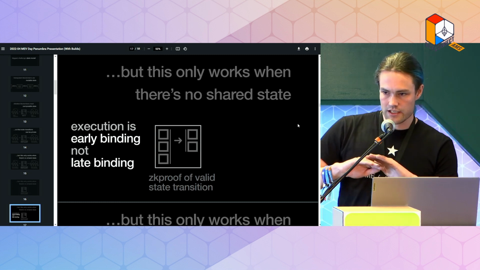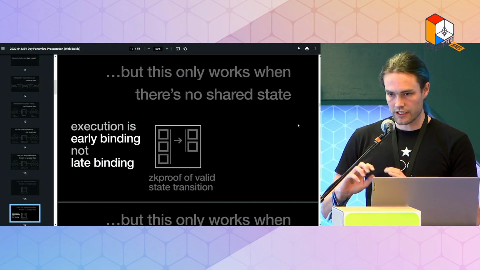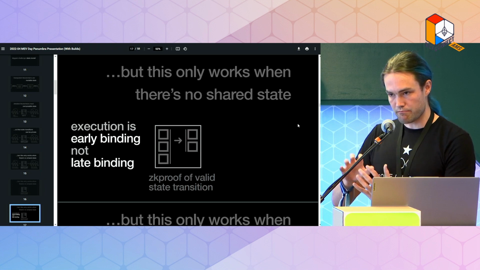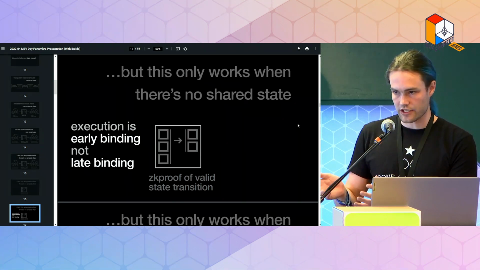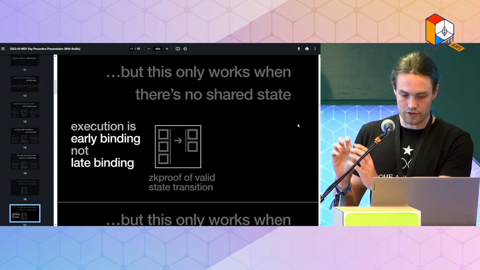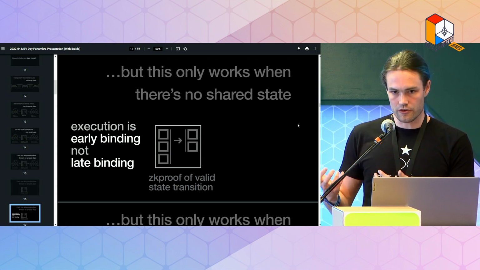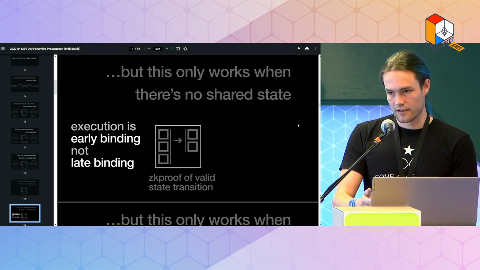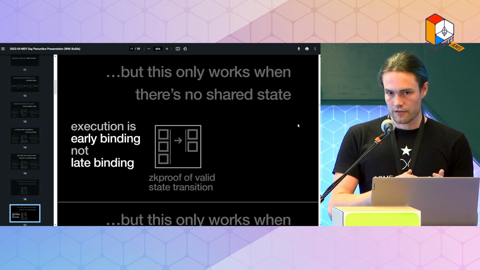So when I make a ZK proof of a valid state transition, I'm basically doing a little roll-up, a micro roll-up of the entire sort of actions of that transaction, right? Every Zcash transaction, for instance, is this little micro roll-up. And as a result, I have to know all of the data that was used as part of that state transition.